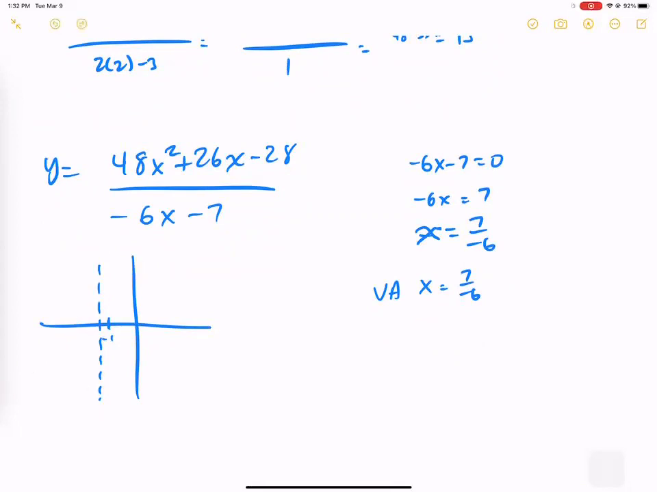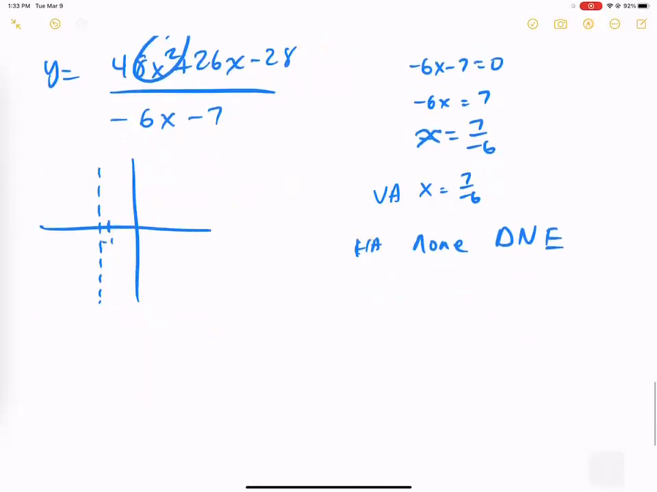So how does it break up? Well, let's look at our horizontal asymptote. The reason why I could predict that it was going to be slanted is because the top exponent is bigger by 1. Take a look. Isn't the top bigger by 1? So we have no horizontal asymptote. Horizontal asymptote is none, or DNE, does not exist. But we do have a slanted. So let's go ahead and find the slanted.